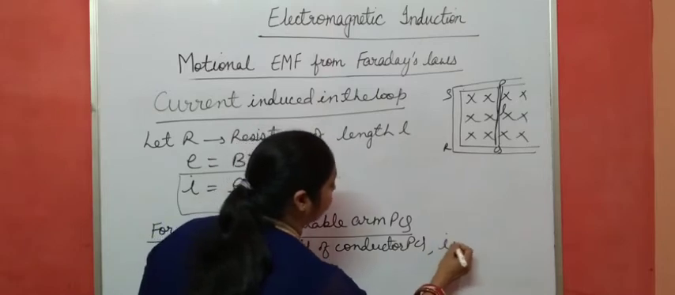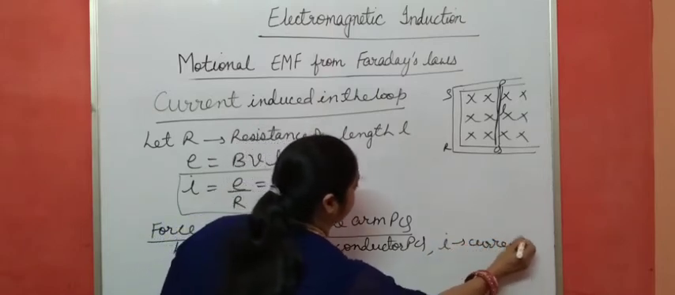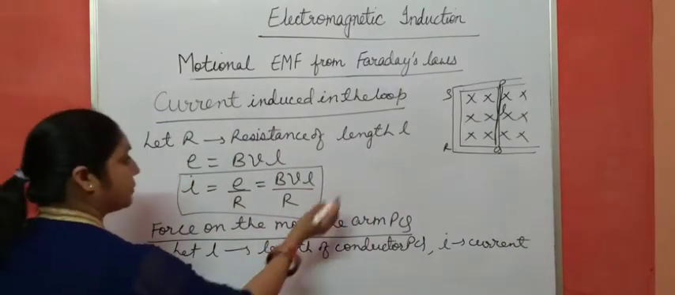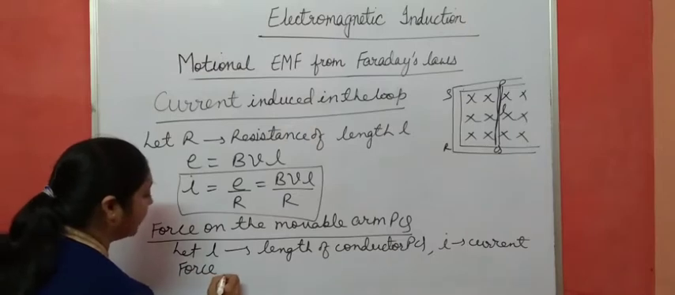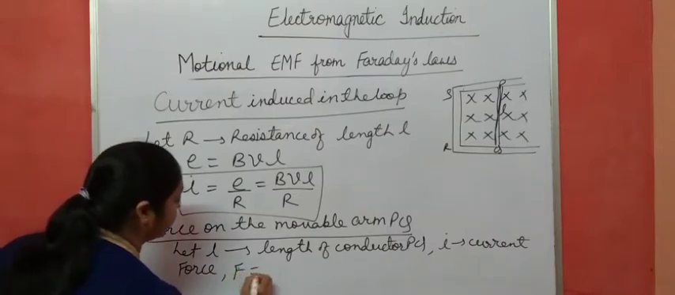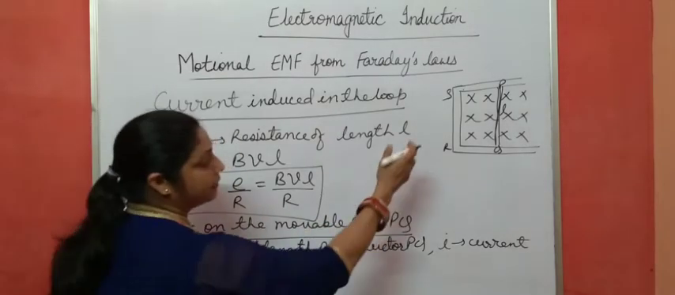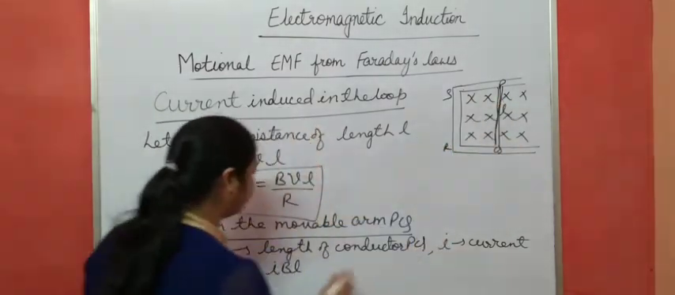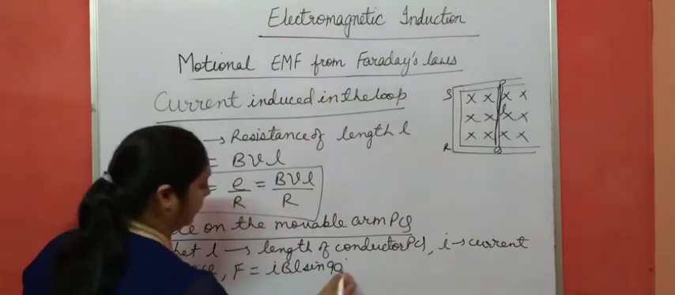The conductor is carrying the induced current I. What is the expression for the force on that arm? The force on the movable arm is I B L, and the angle between B and the length is 90 degrees. It is normally placed, so sin 90 degrees.